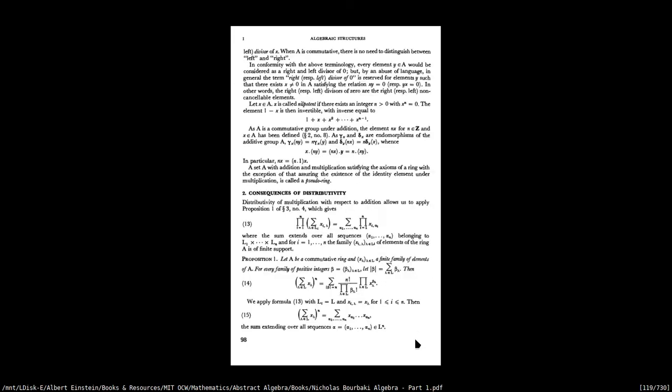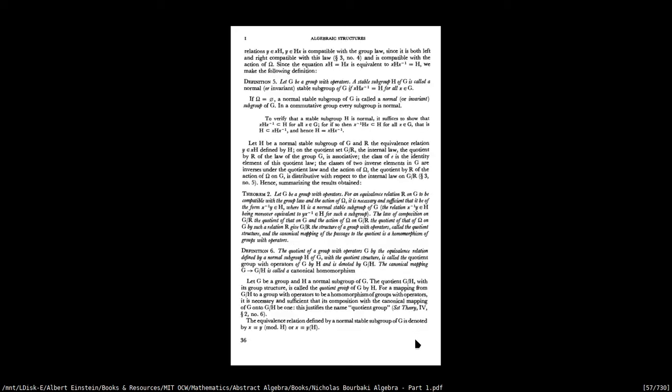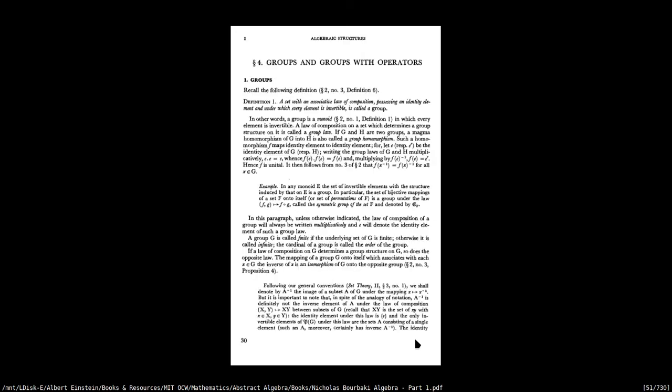So yeah, I don't really understand why these are two different proofs. One seems to be applying Schreier's theorem, and the other one seems to be reproving Schreier's theorem. Or maybe there's a way of doing it directly in this situation, which is like proving a special case of Schreier's theorem. I don't know. I don't know.